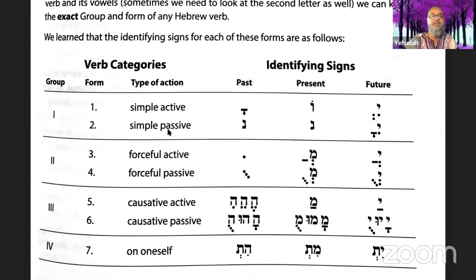In this, they're going to give you categories and the identifying signs, which you have studied from the group 1, 2, 3, and 4, and active and passive, ways that they were done in simple, forceful, causative, and on oneself. I would say for us, what you have is based on memory. This is all based on memory, and it's based on you always being involved in the language.